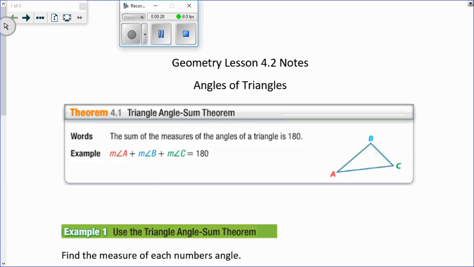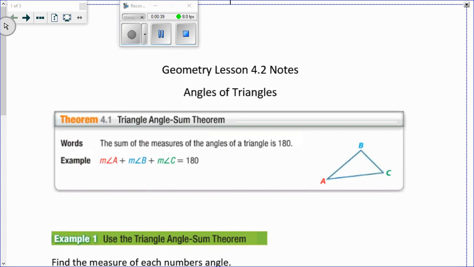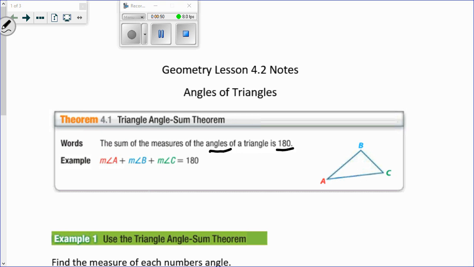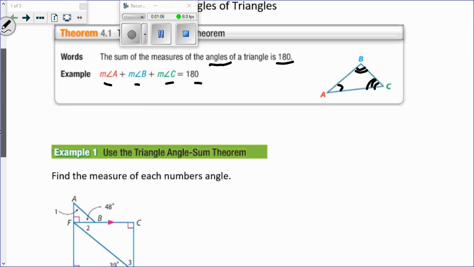Okay. First theorem we're going to look at here is theorem 4.1, which is the triangle angle sum theorem. That's a mouthful. It just states that the sum of the measures of the angles of a triangle is 180. The sum. So we add up all three angles, angle A plus angle B plus angle C. Add all three of those. Should equal 180. Okay?